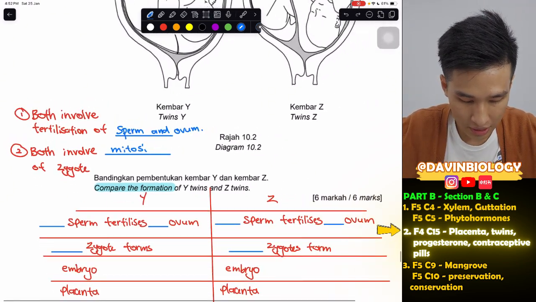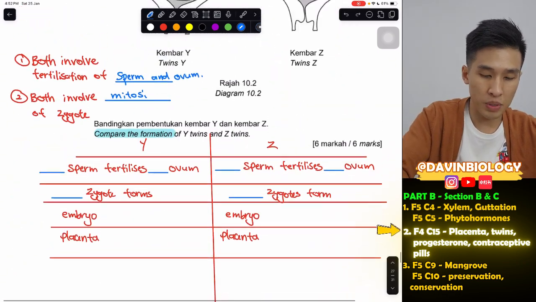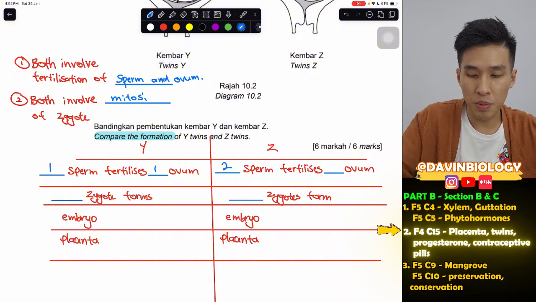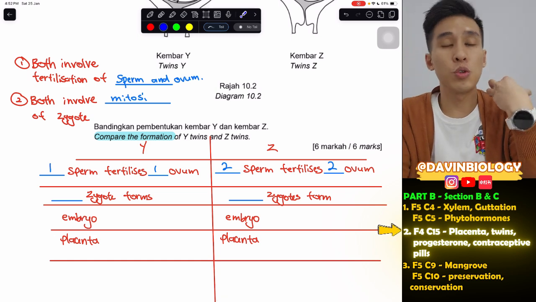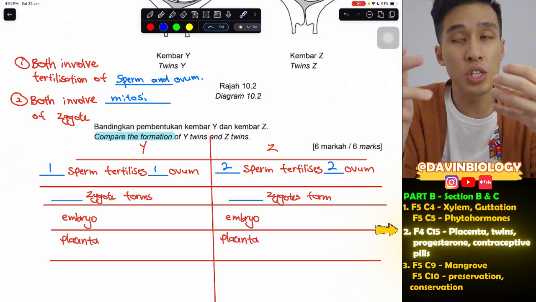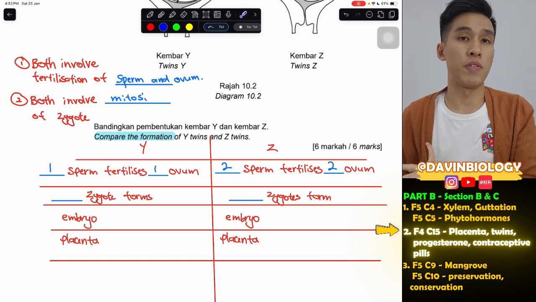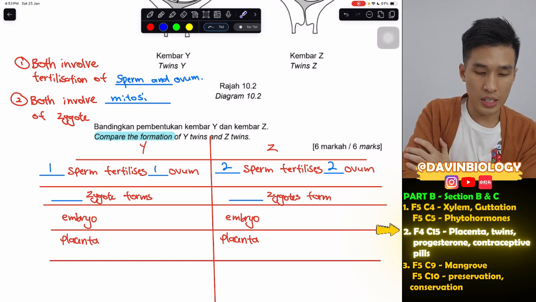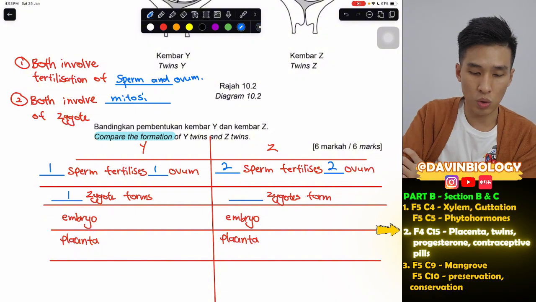Now, for identical twins, how are they formed? Why is it identical? It's basically 1 sperm, 1 ovum. Non-identical, 2 sperm, 2 ovum involved. Sometimes in the mother's ovary, due to hormone imbalance, they might accidentally release 2 secondary oocytes during ovulation. So when sperm come, both of them will be fertilized. Basically, for identical, 1 zygote is formed from 1 sperm and 1 ovum, while for non-identical, 2 zygotes are formed.